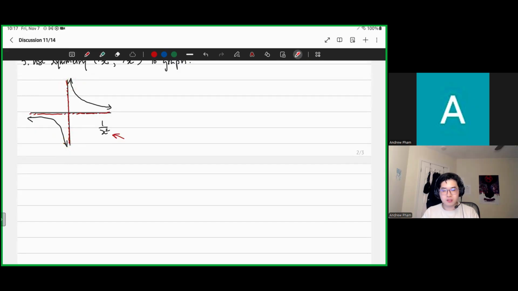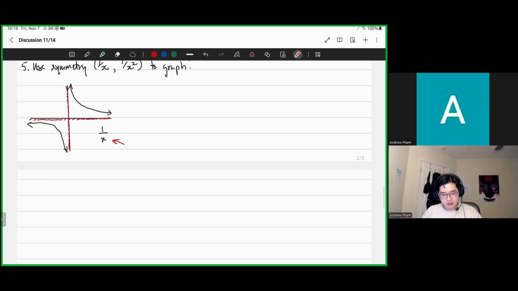Also, since the degree of the top is zero and the degree of the bottom is one, actually no, just one, my bad. This is supposed to be just x, not x squared. Since the degree of the bottom is larger than the degree of the top, there's going to be an HA at y is equal to zero. So you can see that as you go to the extreme ends of the left and the right, your function is going closer and closer to zero from the top and the bottom.